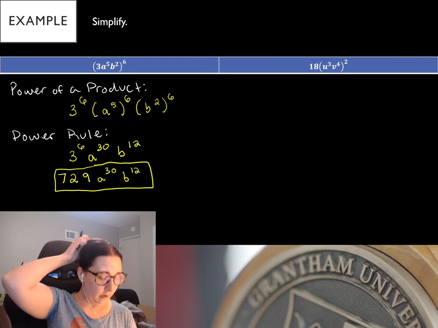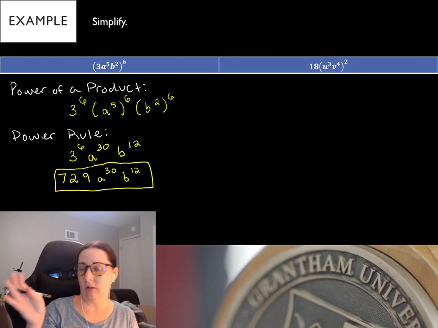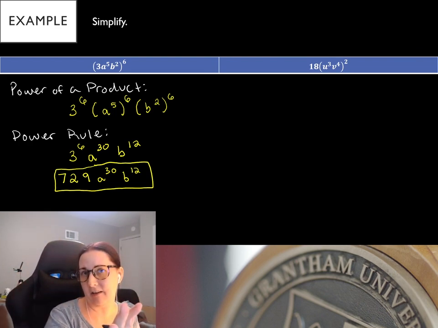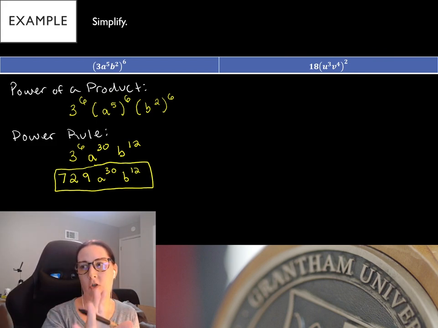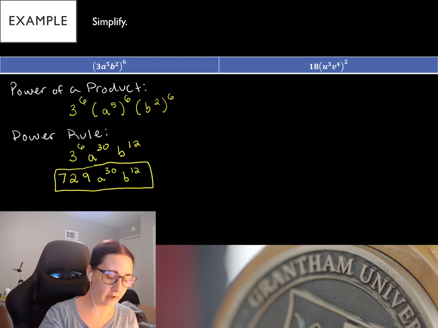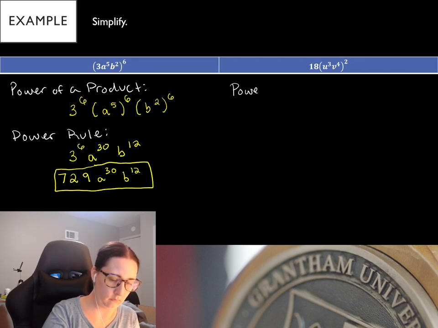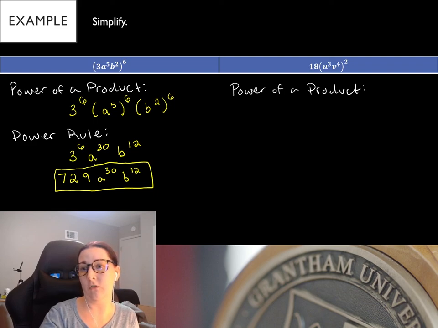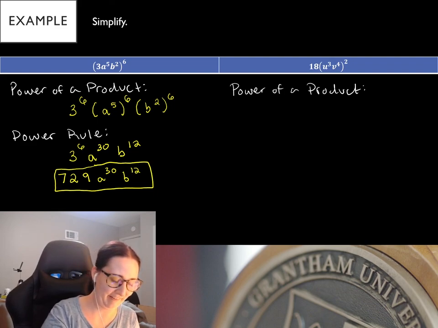Now the example on the right, I'm throwing in a little kink here. We've got 18 and then in parentheses u to the 3rd, v to the 4th, and then that whole thing to the 2nd. So we're going to use again the power of a product rule. And I'm going to write it out this time because I don't want it to get confused with the power rule. So, very confusing terminology.